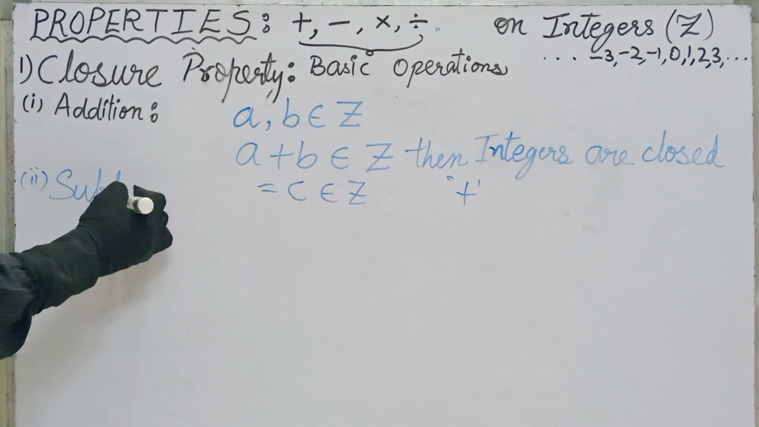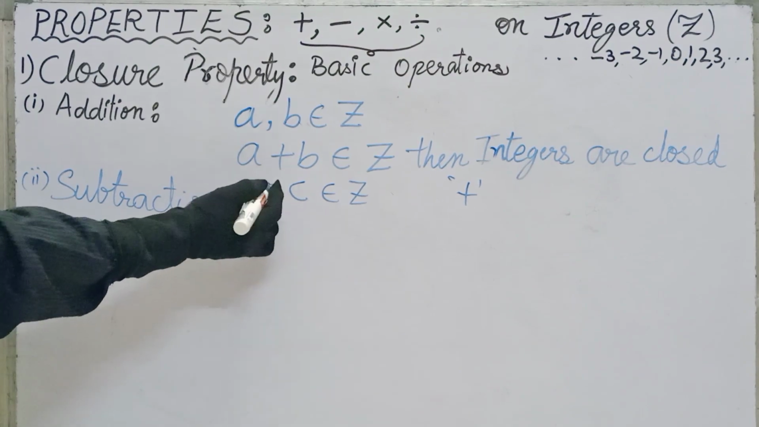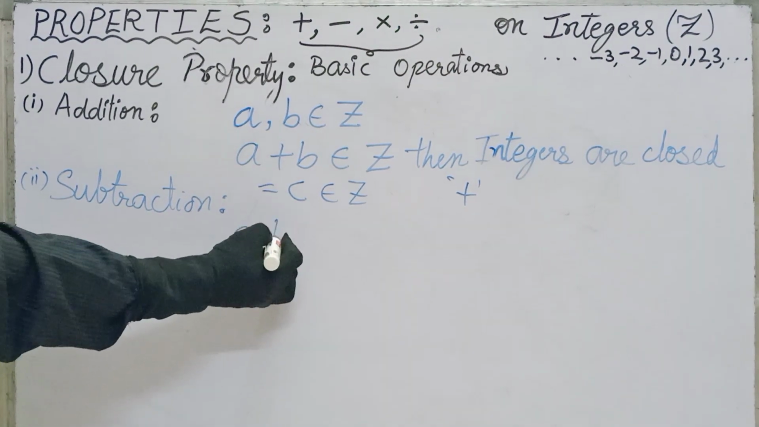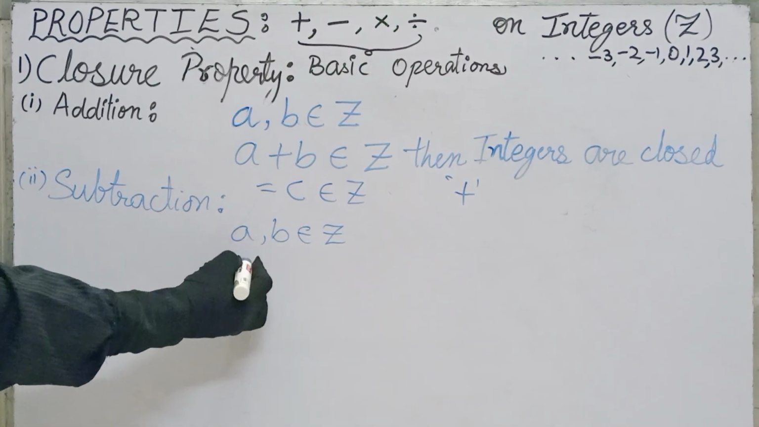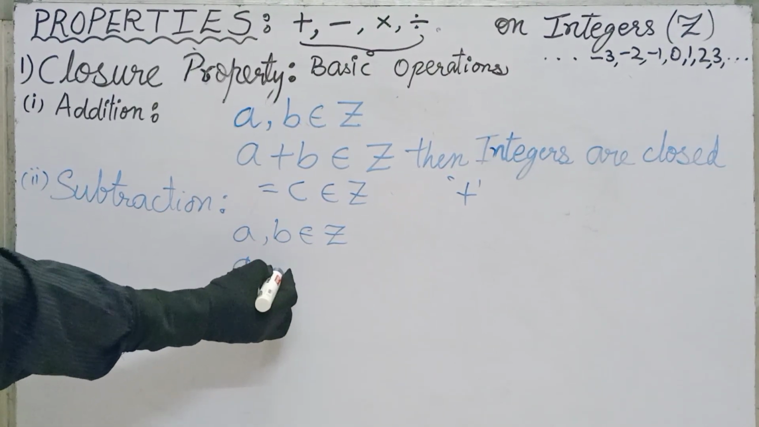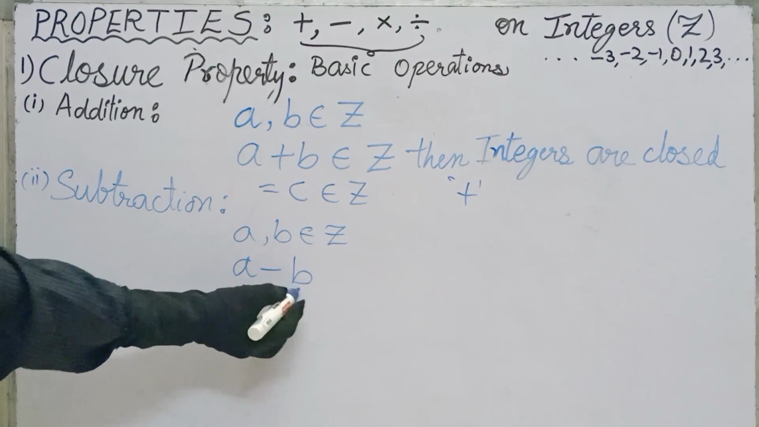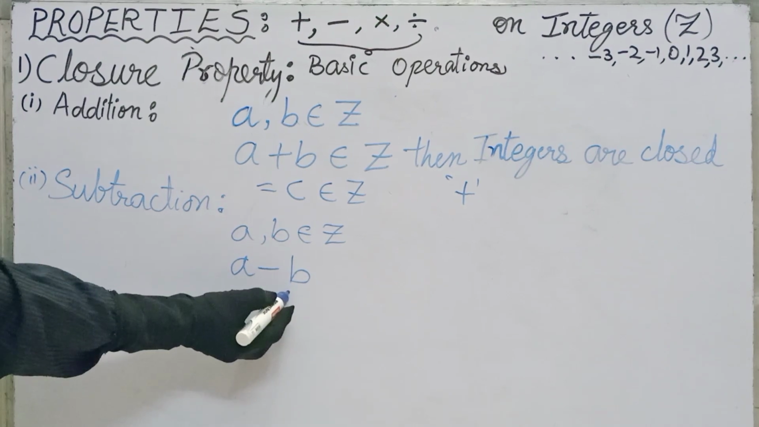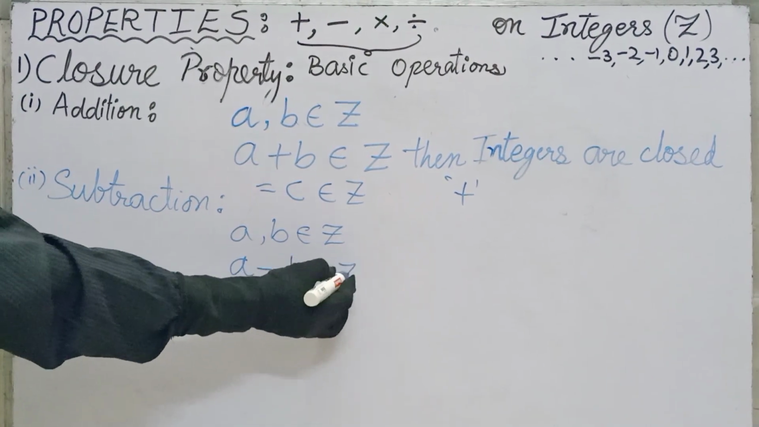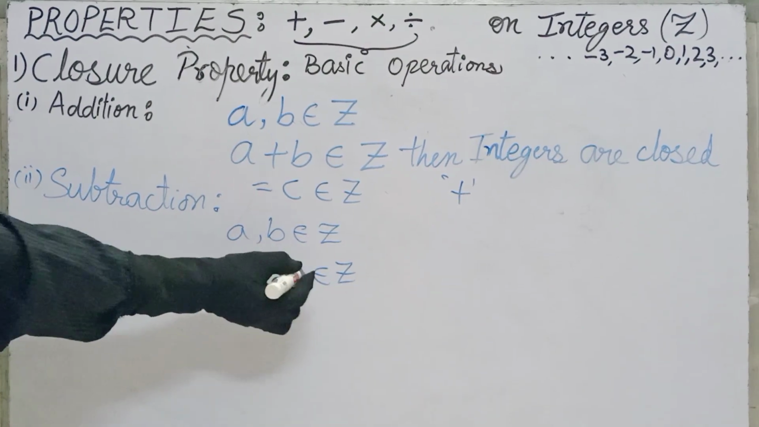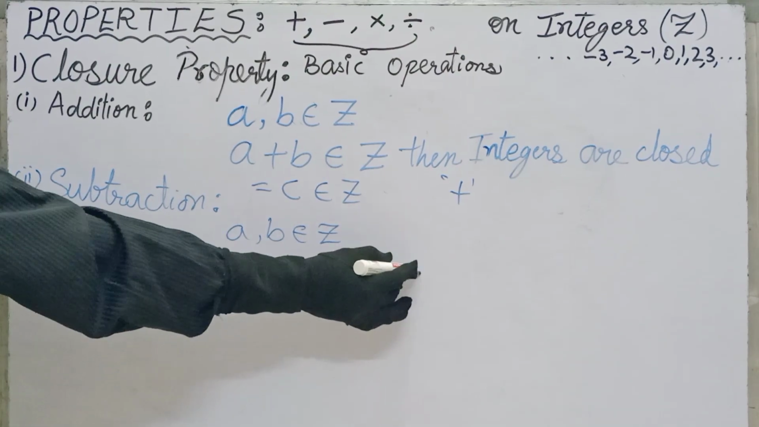So for subtraction, what we have to do? Same thing applies. Only the thing is A and B will belong to integers only. Now we have to write what in between A and B? The subtraction sign. That is, we have to subtract these two things. The answer which we get after subtracting, if that also belongs to integers, then what we say? We can say that integers are also closed under subtraction.